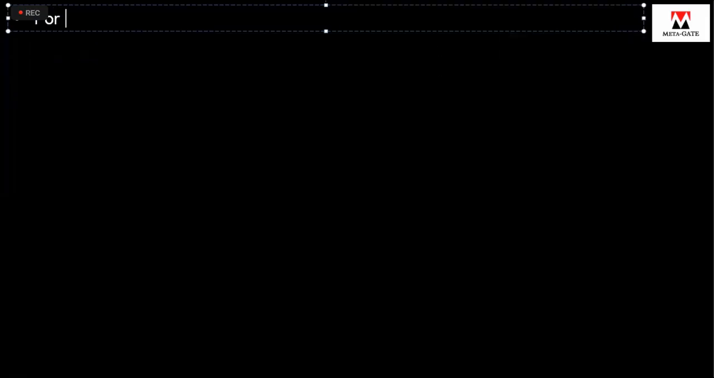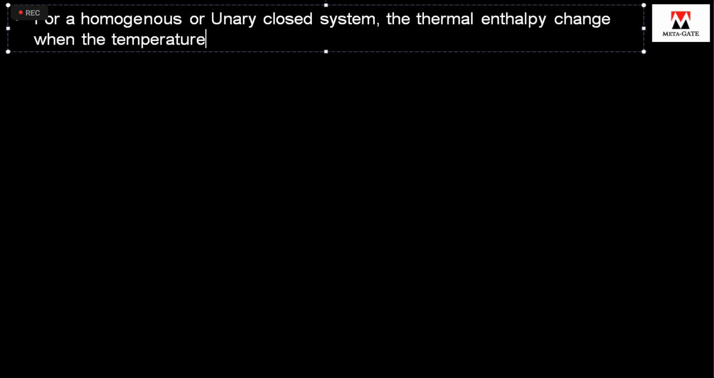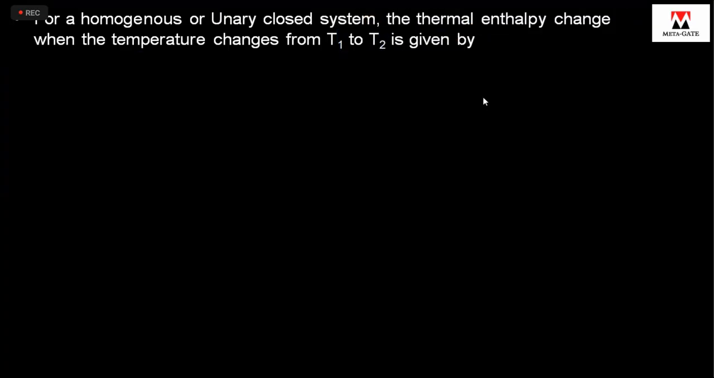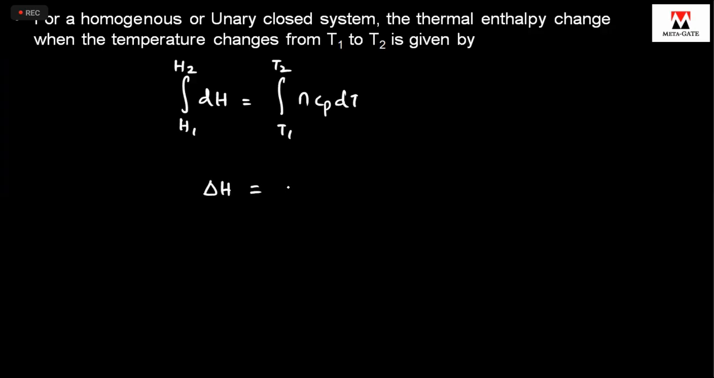Right. Please write down. For a homogeneous or unary closed system, the thermal enthalpy change when the temperature changes from T1 to T2 is given by, you know the answer, integral H1 to H2 dH is integral T1 to T2 NCp dT. Now delta H we call H2 minus H1.